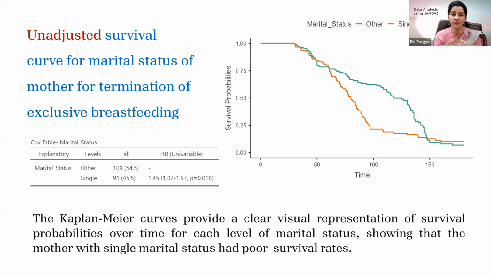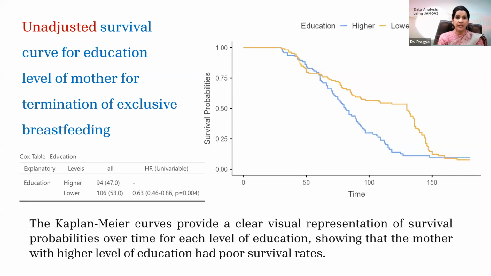But this we are studying as unadjusted survival, like unadjusted odds, and here we are only taking the marital status of the mother as one factor. Now take the unadjusted survival curve for education level of mother for termination of exclusive breastfeeding.